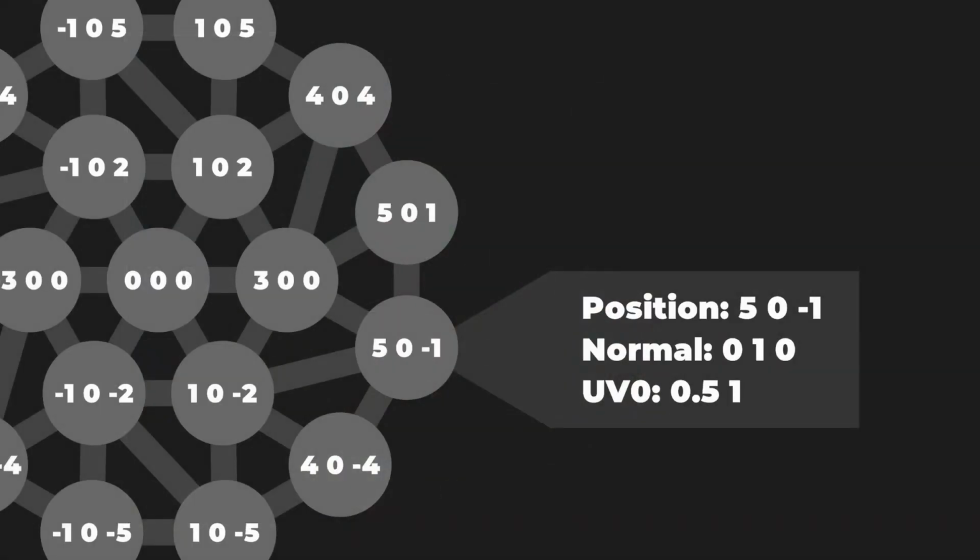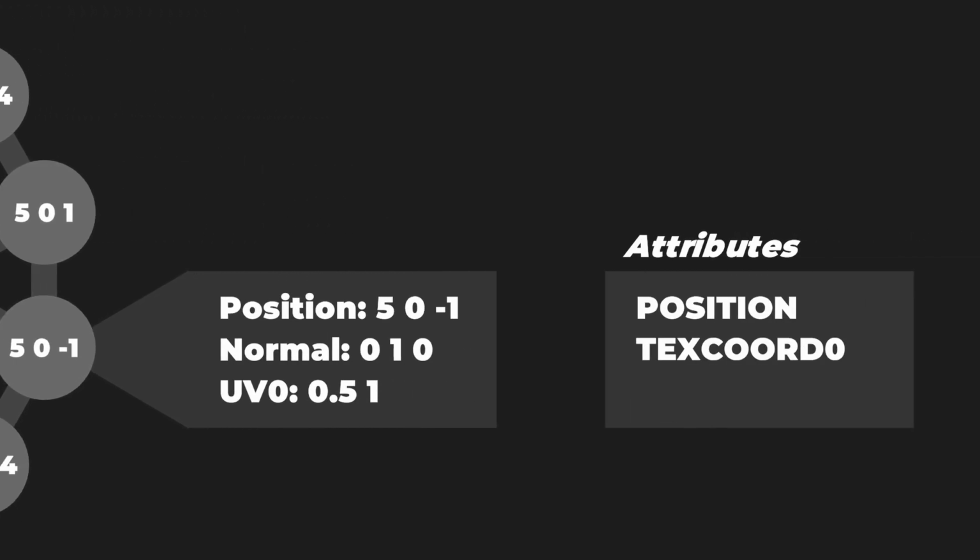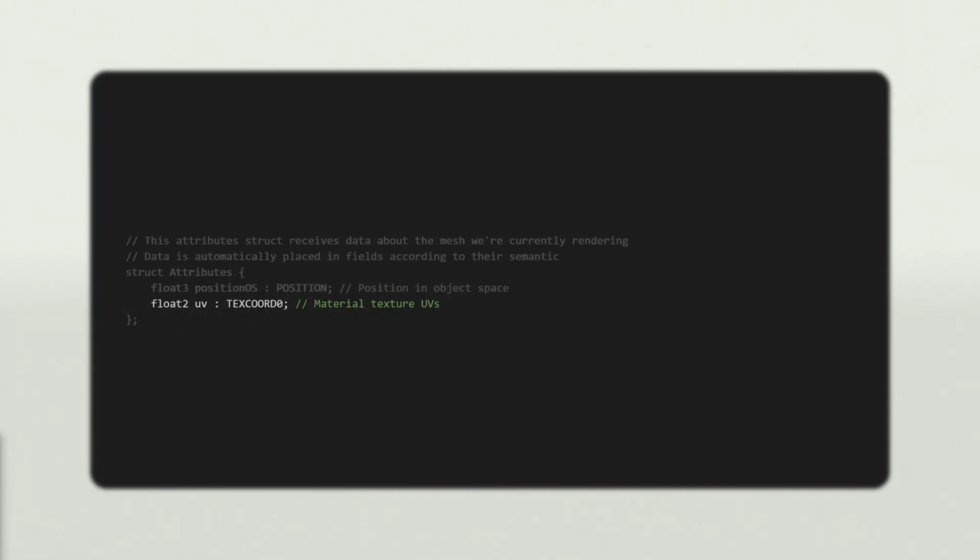Unfortunately, we can't grab UVs out of thin air in the fragment stage. They're another vertex data stream that the input assembler needs to gather. Add a float2 uv field to the attribute structure with a TEXCOORD0 semantic.